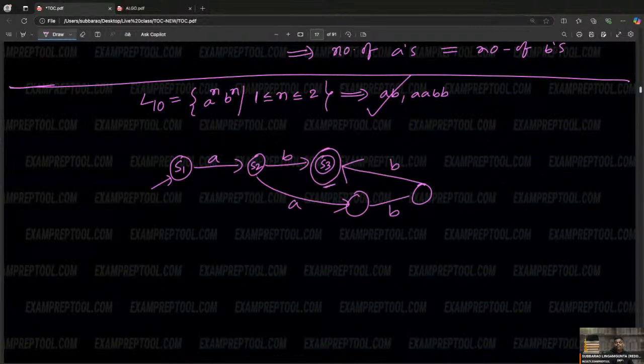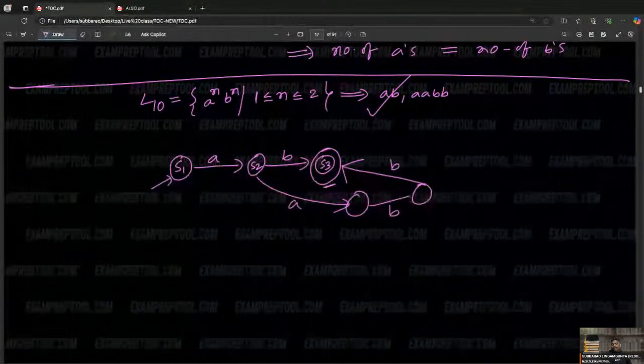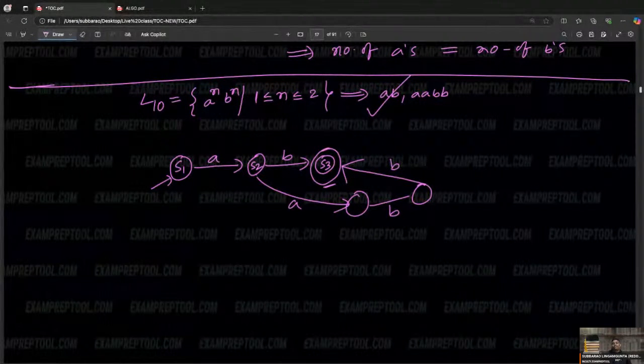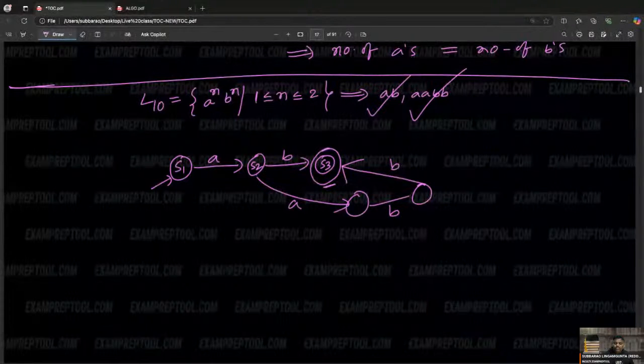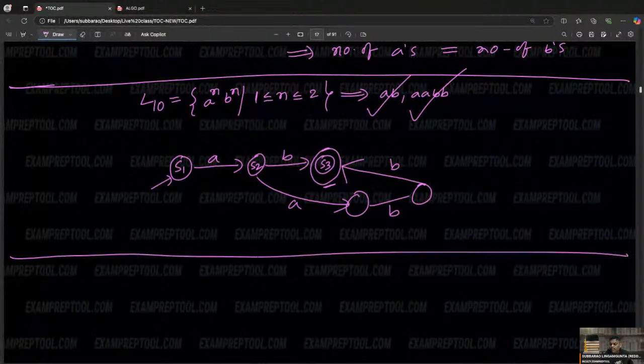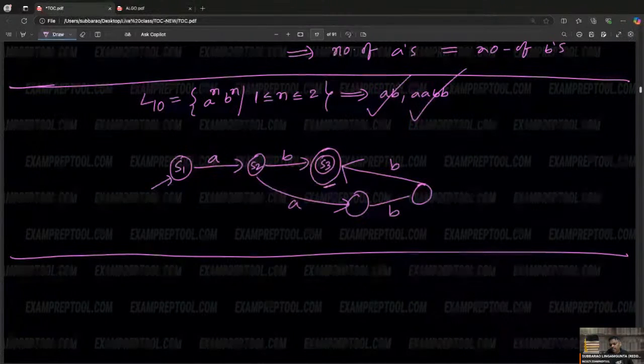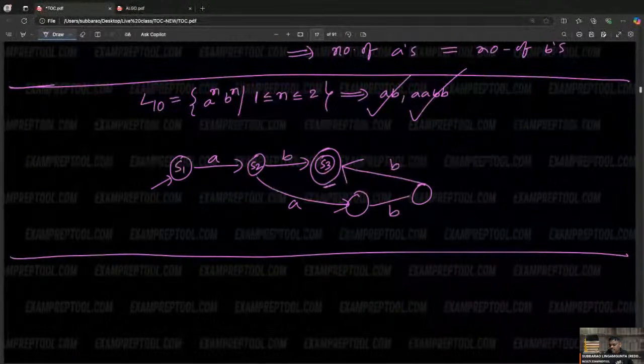Please check. On S1, AB also you can go to final. On S1, double A, double B also you can go to final. Understand this: for every finite language, finite automata is possible, with the states you can manage. Even though you want to compare the number of A's and number of B's, it is still possible if it is a finite language.